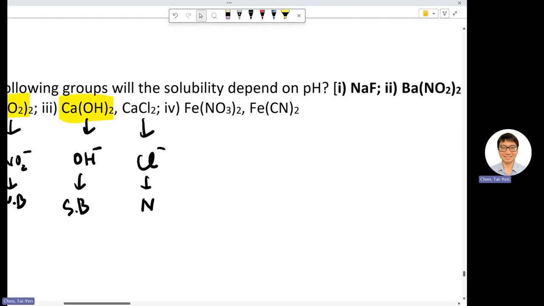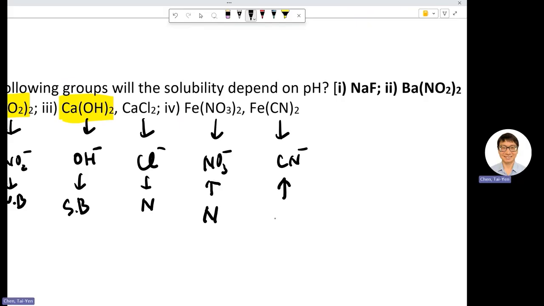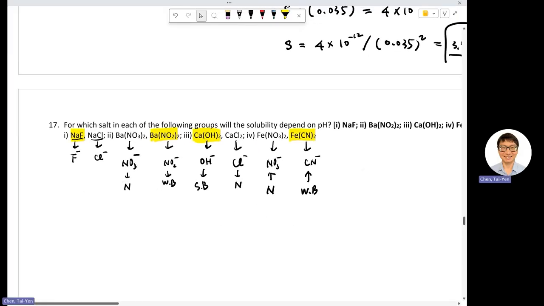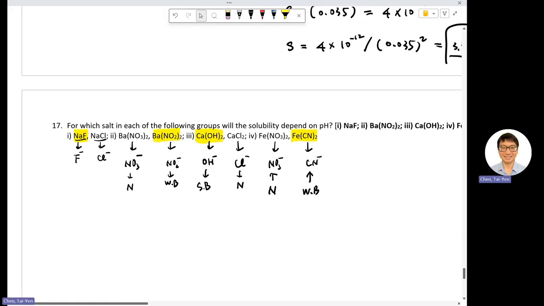Okay, next one. This will be NO3 minus. This one will be Cn minus. Again, this is the conjugate base of HNO3, therefore it will be neutral. This one will be the weak base. Therefore, it will be sensitive to the pH change. Okay, so those are the things that you should know. Once you see them, then solving the sub-questions becomes very straightforward.